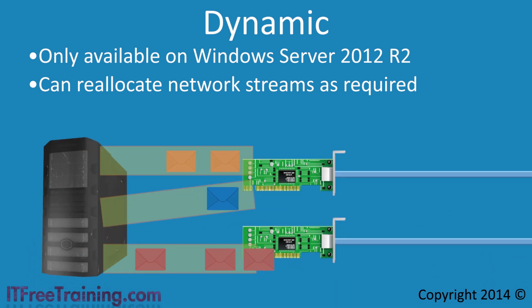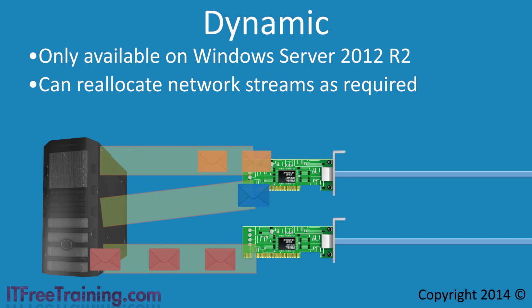Let's consider an example. The server has 3 network streams in use. Currently, the network traffic is about even. Even though one network card has 2 network streams and the second one has 1, they are sending about the same amount of packets, so there is good load balancing occurring.